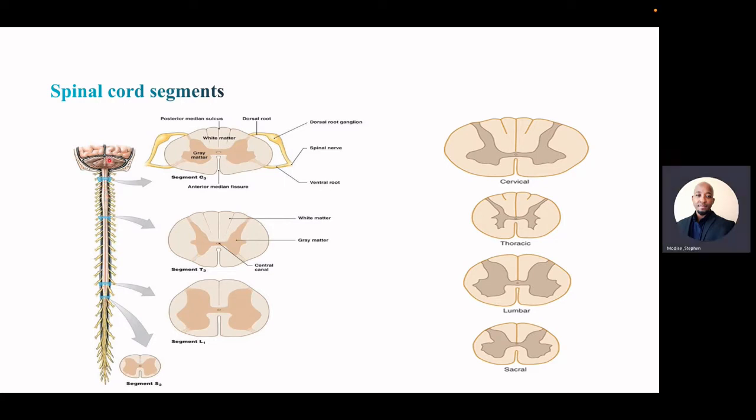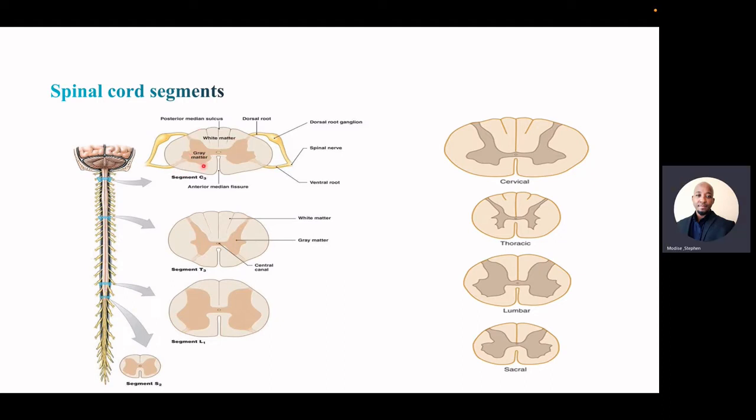Let's orient ourselves. We're looking at the posterior aspect of the spinal cord, and we can see spinal nerves as they leave the spinal cord. The areas here are the cervical spinal cord, thoracic spinal cord, lumbar spinal cord, and sacral spinal cord. Now, let's have a look at this section.